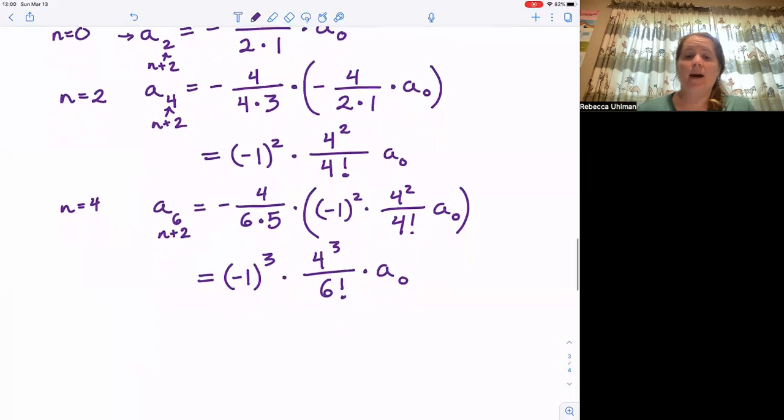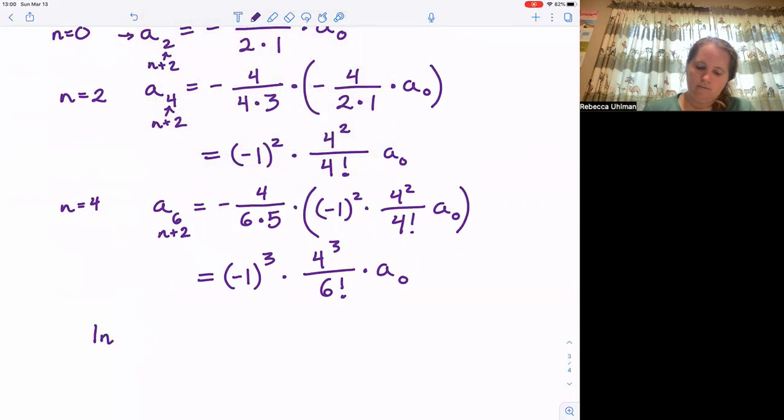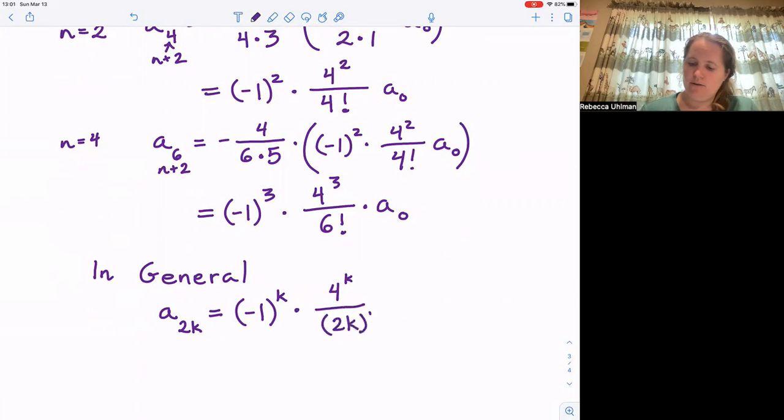So we can kind of see a pattern here. It turns out, in general, if we want to find a sub 2k, this is negative 1 to the k, right? 6 was 2 times 3, 4 was 2 times 2. That's the k, that's our power. Then we multiply by 4 to the k. And then we divide by 2k factorial. And then that whole thing is multiplying a0.